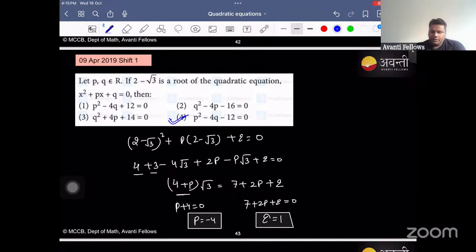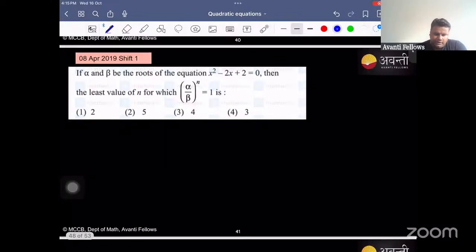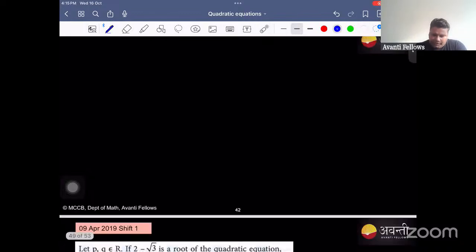All right, guys. So it was a good question. Now, try this one. Alpha and beta are the roots of this equation. Then the least value of n for which alpha... Okay, Manish is saying he did not understand, sir. Manish, what did I do?